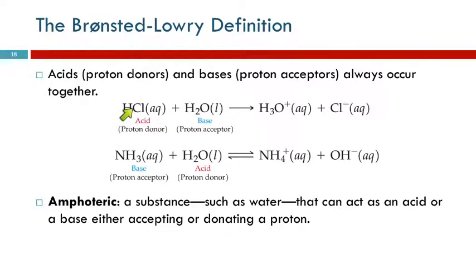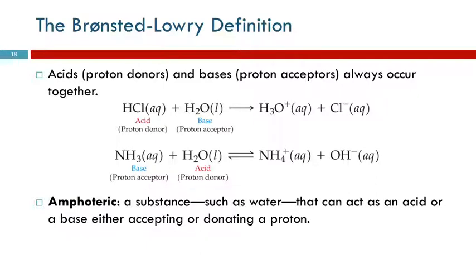So here we have HCl and water. The acid is HCl. It's donating its proton to water, which is accepting it. The proton acceptor is the base. We end up with hydronium ion and chloride ion. Ammonia and water. Ammonia is going to accept a proton from water, becoming ammonium, and the result is hydroxide. So here we have ammonia is the base, water is the acid.